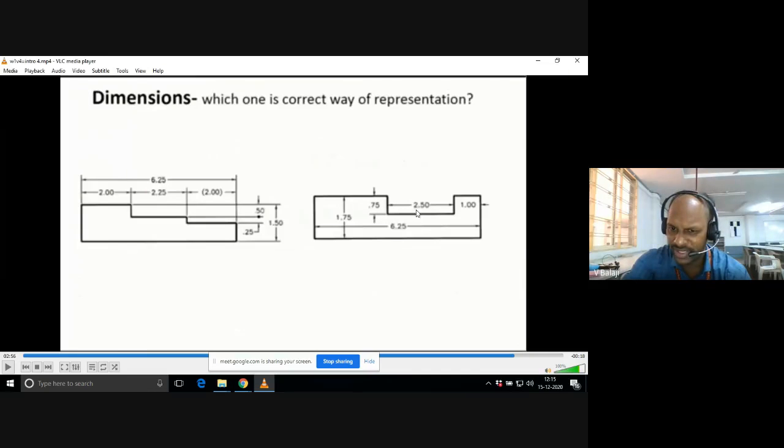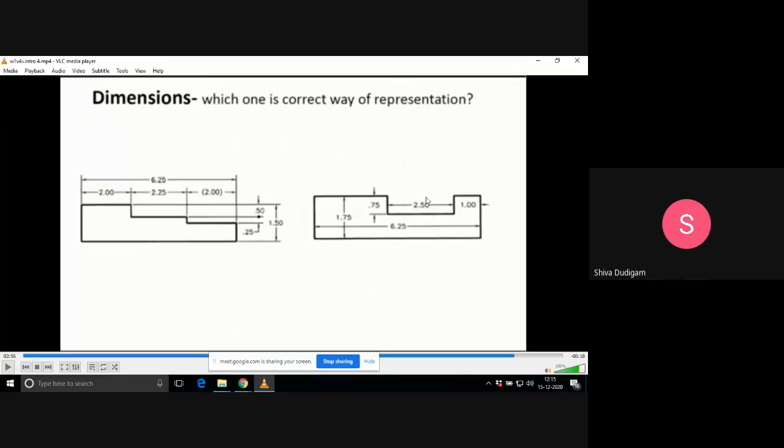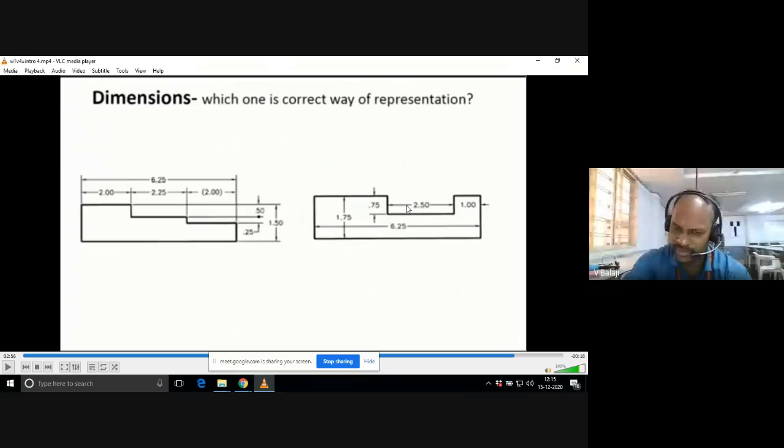And why is this 2.50 correct? No, why? Because there should be at least 1 centimeter distance between perpendicular lines. Minimum 1 centimeter is required, and there must be some extension lines. He's directly using the object itself as an extension line and keeping it like this. That is generally not accepted.